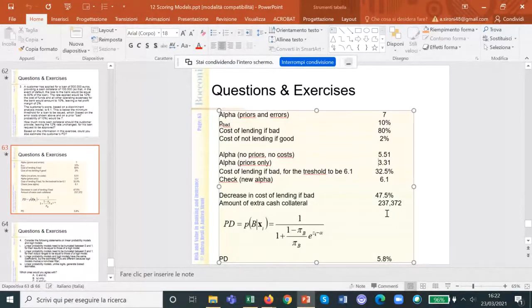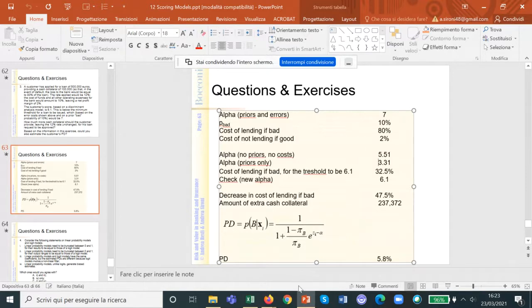237,372. The total exposure was 500,000 euro, okay? So it's a reverse process where you try to understand first what should be the cost of lending for the threshold to be 6.1, and therefore you adjust the cost of lending, which to a bad borrower was 80%. You have to decrease it by 47%, and this allows you to estimate the extra collateral you need.